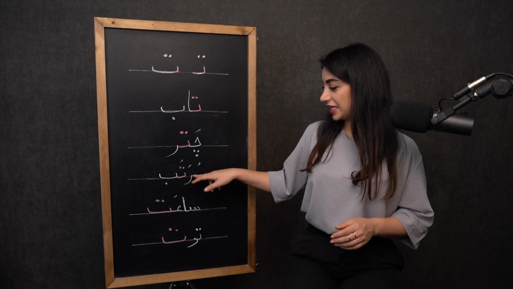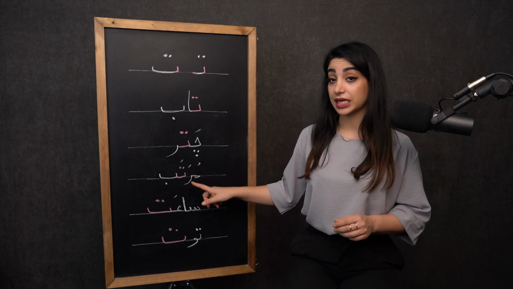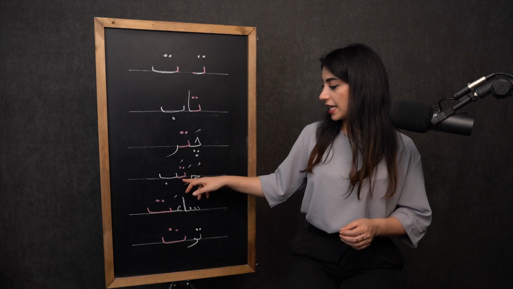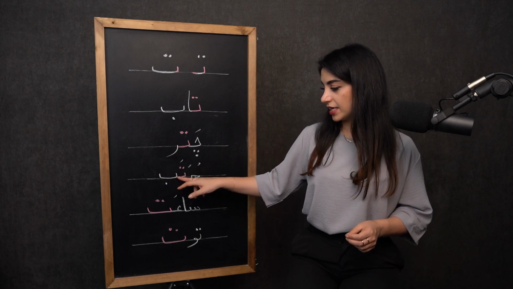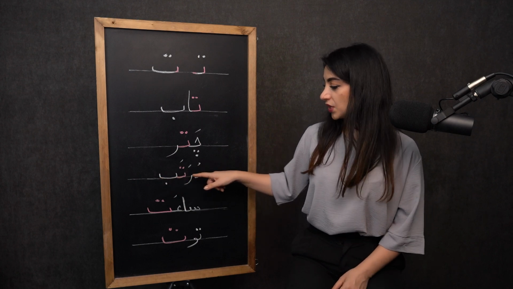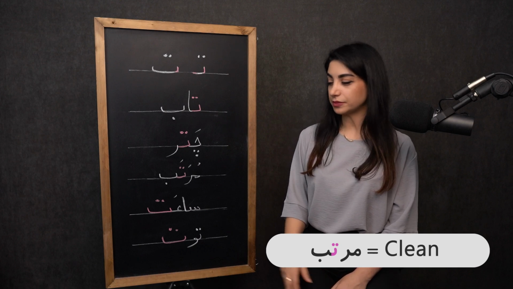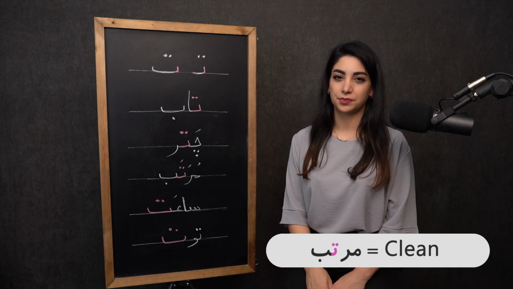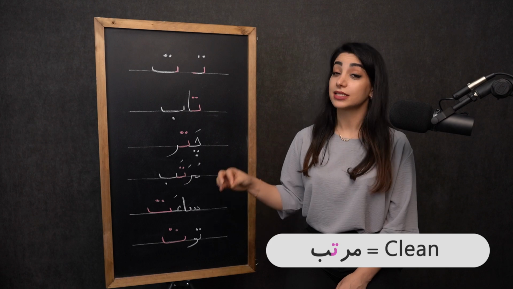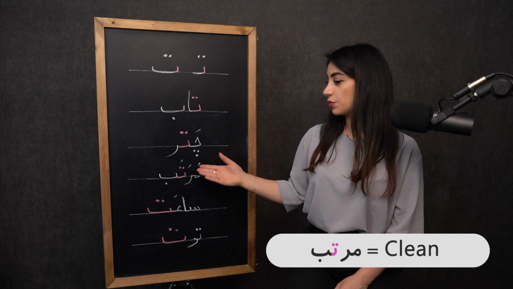Next one, it doesn't attach from here because we know that re doesn't want to attach from here, and it attached to be here because it has to. Murattab. Murattab is the same as clean in English.